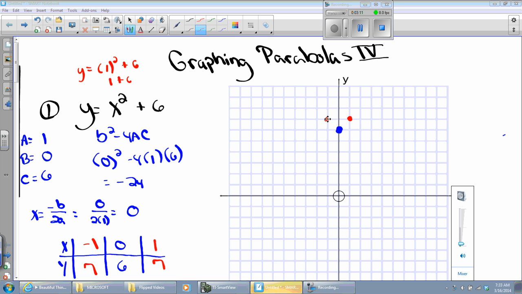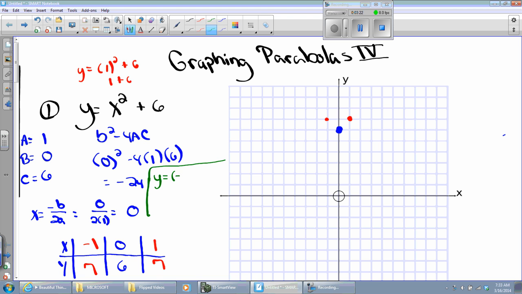If you want me to, I can. But because of symmetry, it's going to be the same. I'll tell you what, I'll do it right here. It's very simple, but just to demonstrate, I'm using symmetry. So y is going to equal negative 1 squared plus 6. Y is going to equal negative 1 times negative 1 is 1 plus 6. And so I get 7, just like I did.